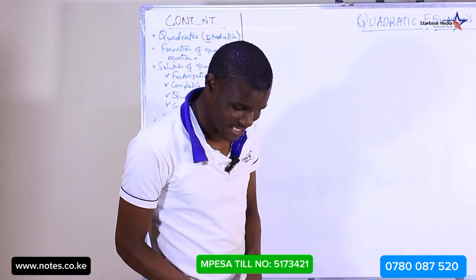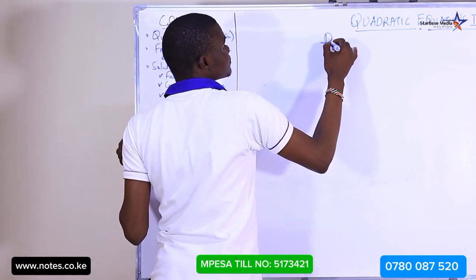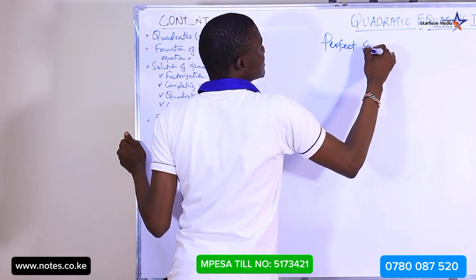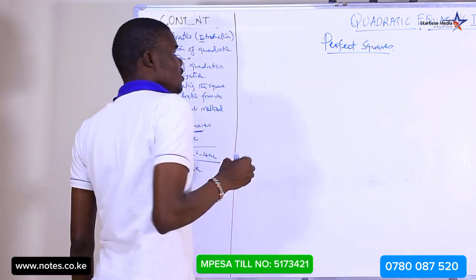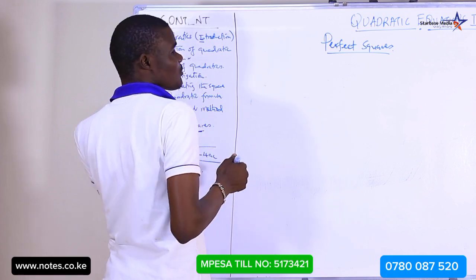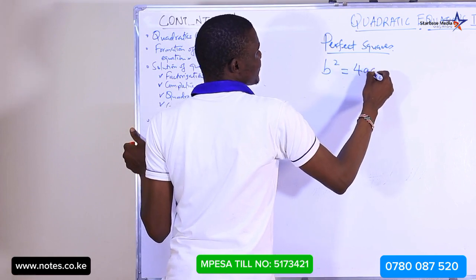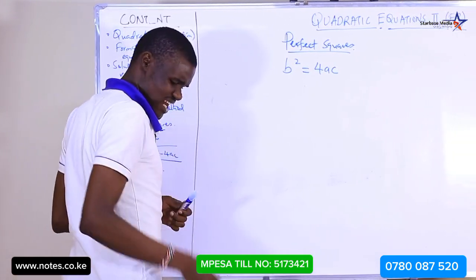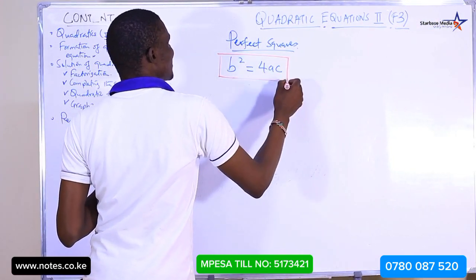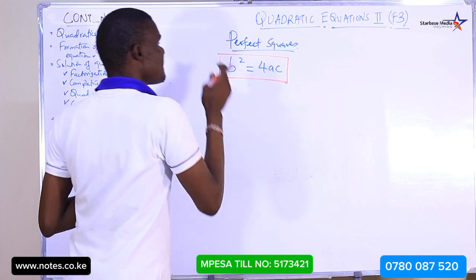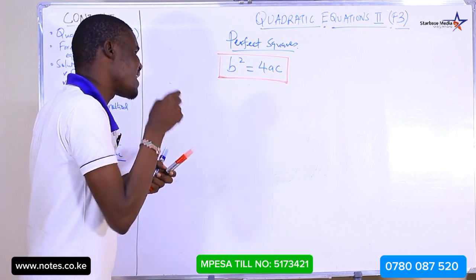All right, on to our last segment for today, what we call perfect squares. And what you only need to understand is that for perfect squares, b squared is equals to 4ac. This is the only thing you need to know. Wachana na maneno mingi. B squared, if you're told something is a perfect square, it must satisfy this equation. B squared is equals to 4ac. So hii ndio method.